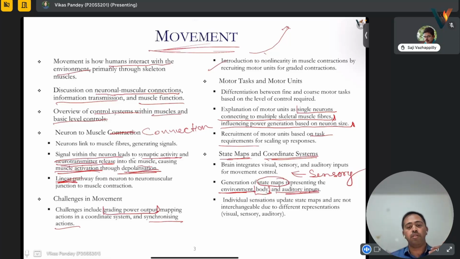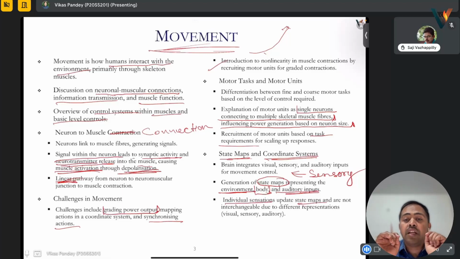So one state with all these parameters fixed, another state with some changes. So this is how the body movement is represented in a coordinate system using state maps. Individual sensation changes state maps, and that's why they are not interchangeable due to different representation. So you can say that coordinate wise, the body remains the same, but the state has changed. That means some environmental change is occurring, then the state will be different from the previous one, and they are not interchangeable due to different representations.